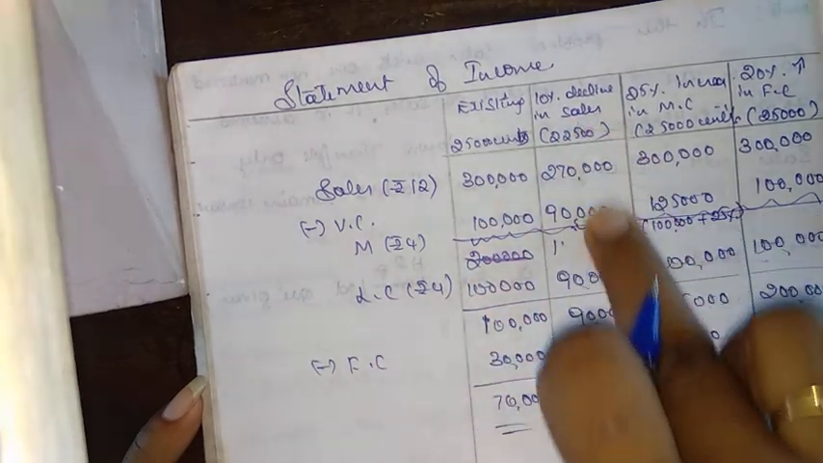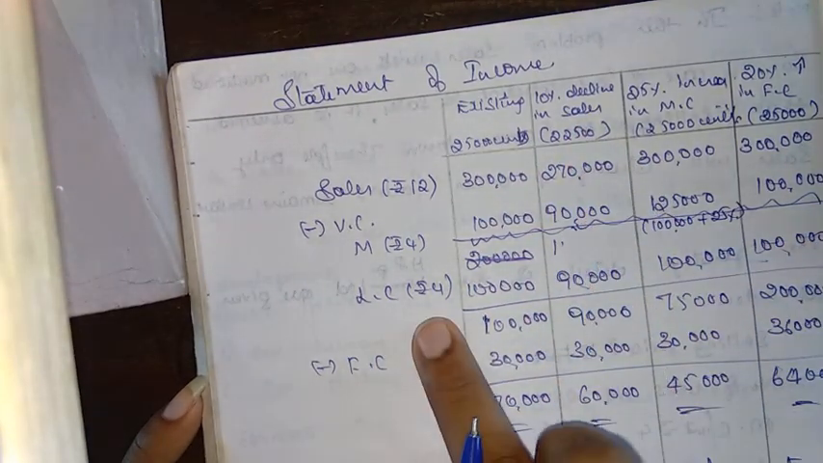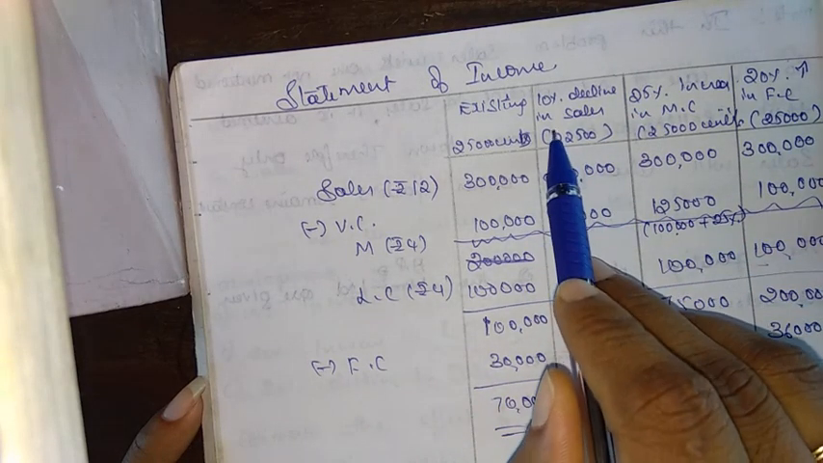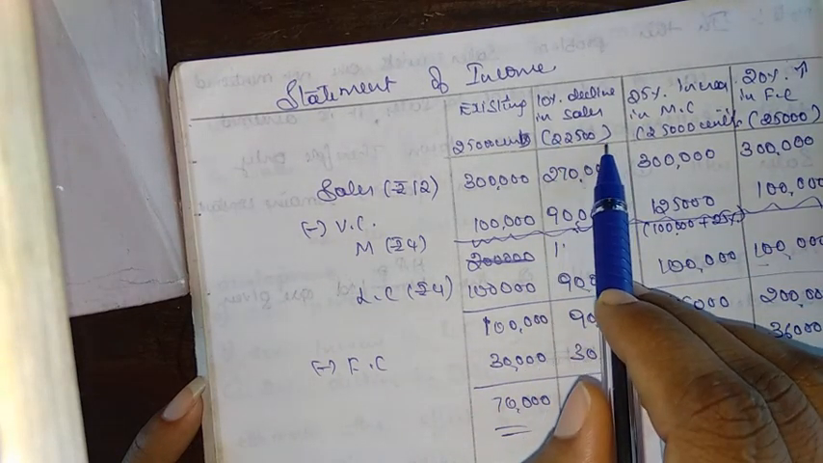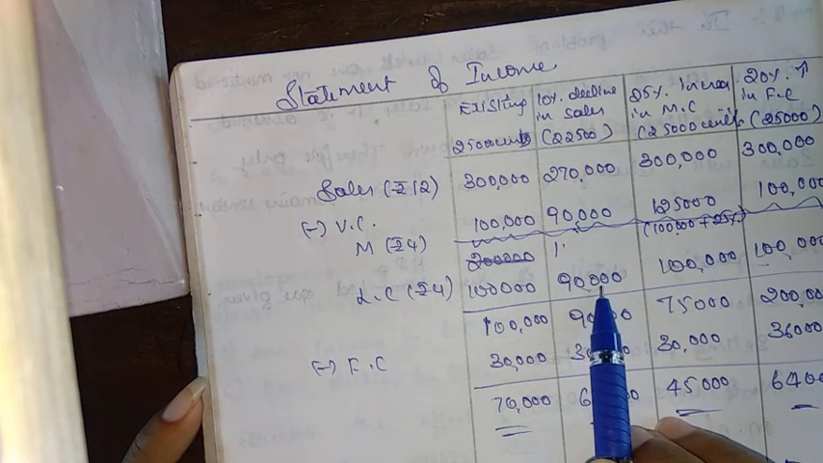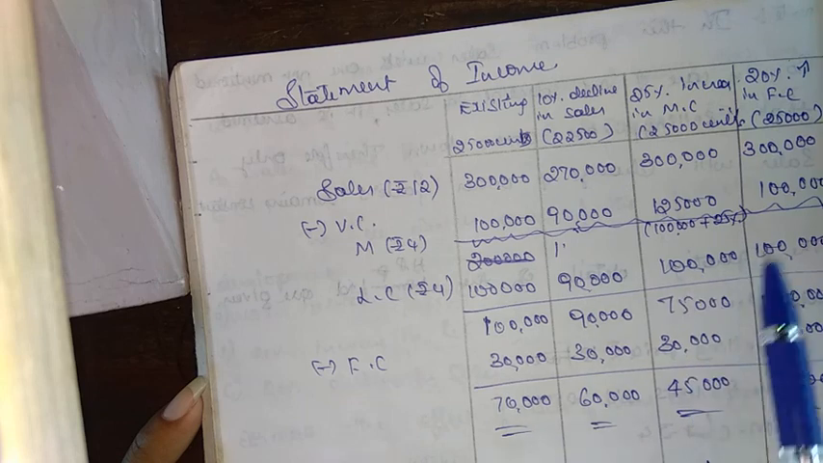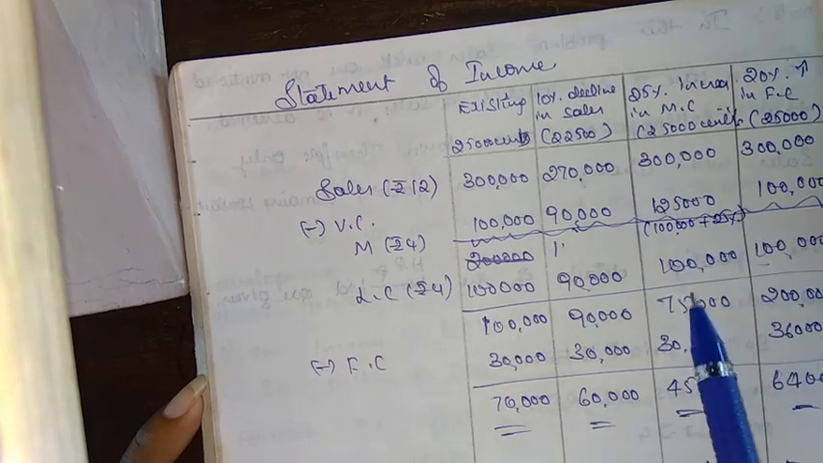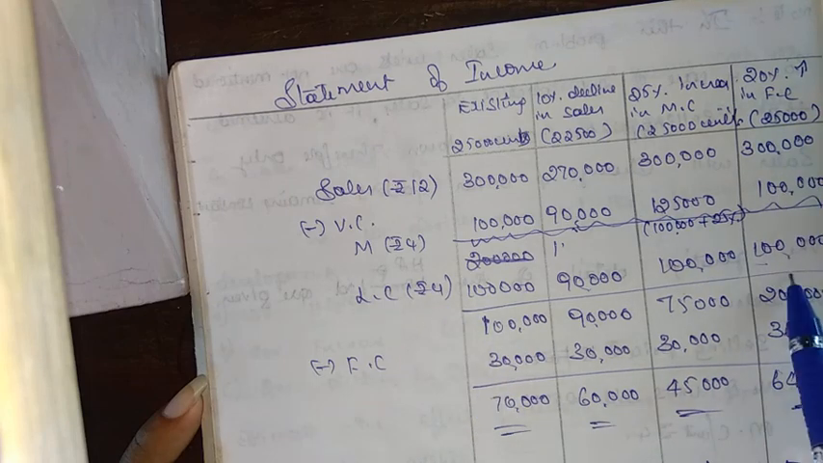So here sales is declined, so 4 into 22,500, 90,000. Variable cost changes here, because we have assumed that units sold has changed, so variable cost changes. You can observe here. Then for the third situation, material cost is changed, so no effect on labor cost. So 4 into 25,000, it's 1 lakh. 4 into 25,000, 1 lakh.